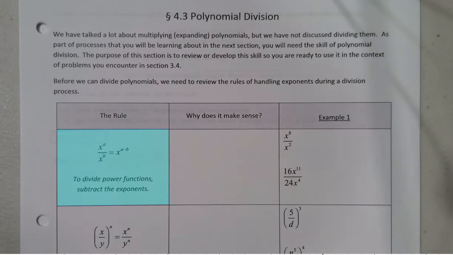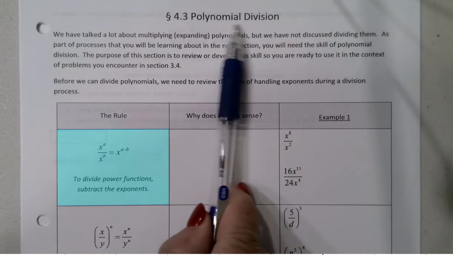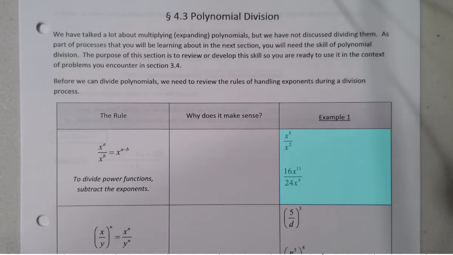This is section 4.3 on polynomial division. If you think about the things that we've done so far, we certainly know how to add and subtract polynomials. That's just a matter of combining like terms. And we've definitely talked about multiplication of polynomials when we talked about expanding. But what we haven't yet talked about is how to divide polynomials. So that's the content here in section 4.3.